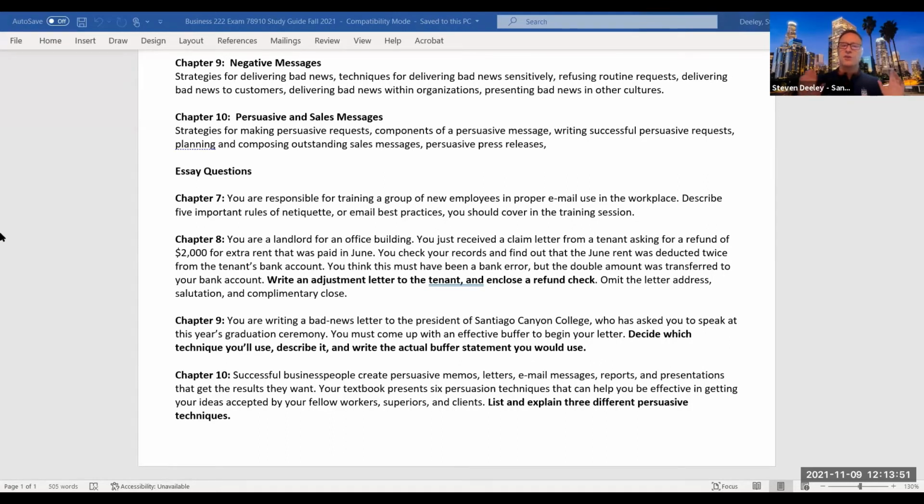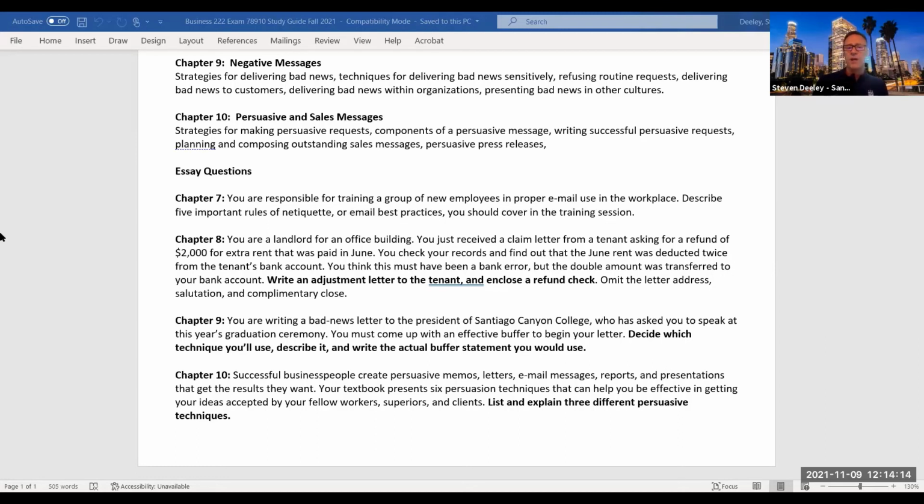All right. So again, write an adjustment letter to the tenant and enclose a refund check. You can omit the address, salutation, and close. And again, keep in mind with that, if you're a tenant who was charged twice, what's the first thing you want to know in that message? The first thing you want to know is, where's my money? So the first line of that message should say something like, enclosed is your refund check.